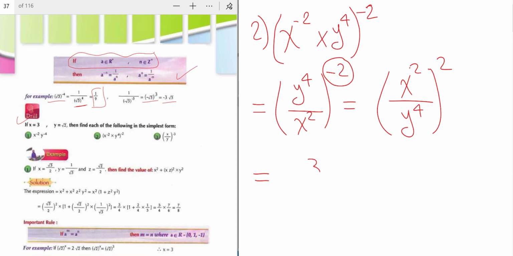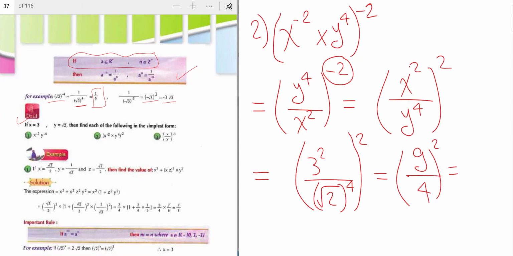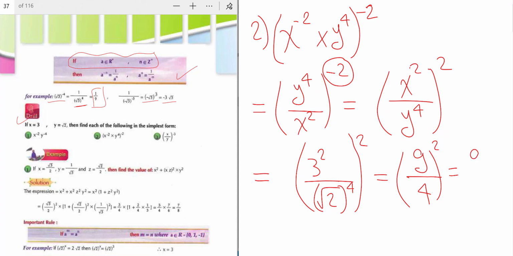3 power 2 over root 2 all power 4, all power 2. So it becomes 9 over 4, all power 2. Distribute the power 2 over 9 and 4. It becomes 81 over 16.